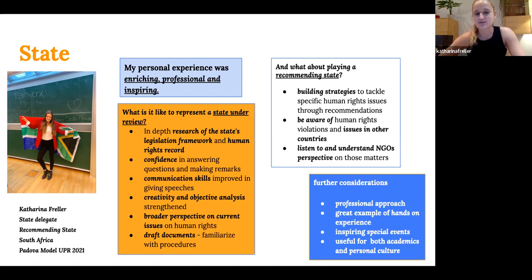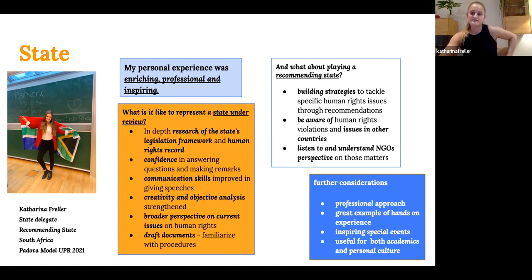Furthermore, you will have to make predictions on how the situation will evolve in the future and be creative in describing plans and programs and what has been achieved and what's not and so on. So much about the states under review. Let's go to the recommending state.